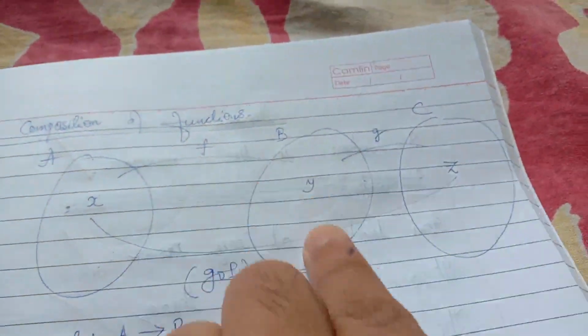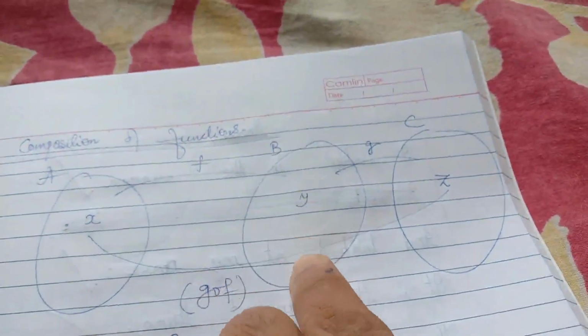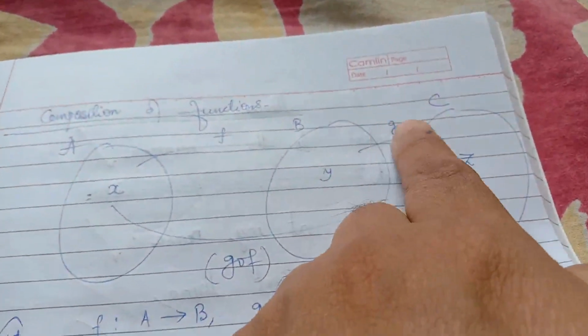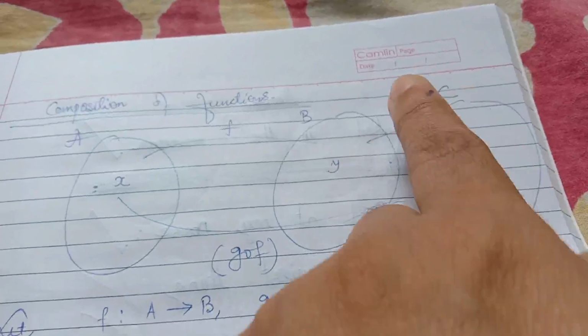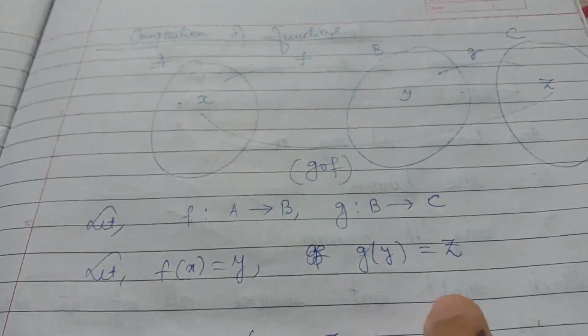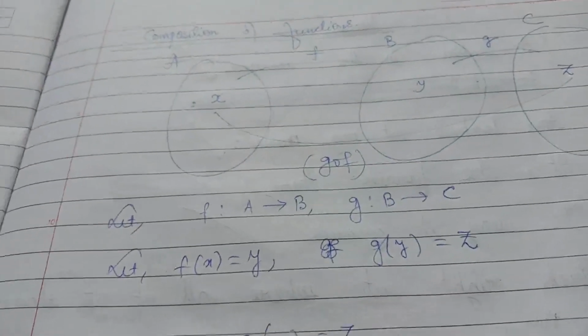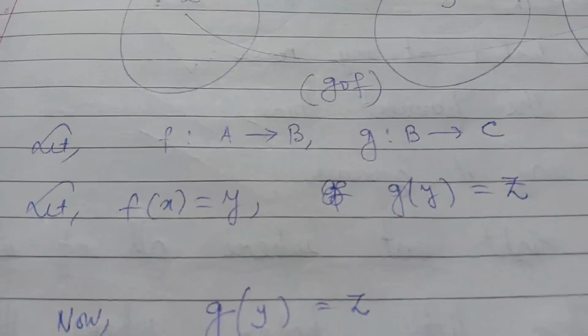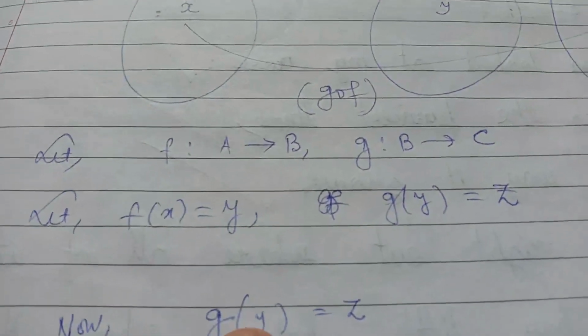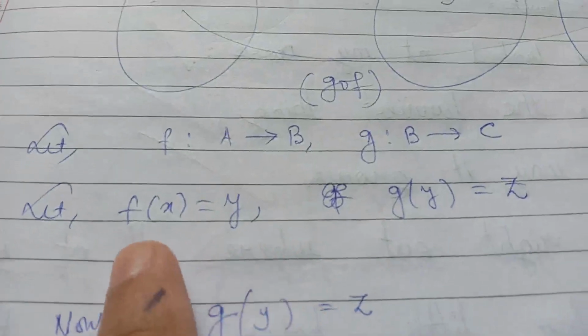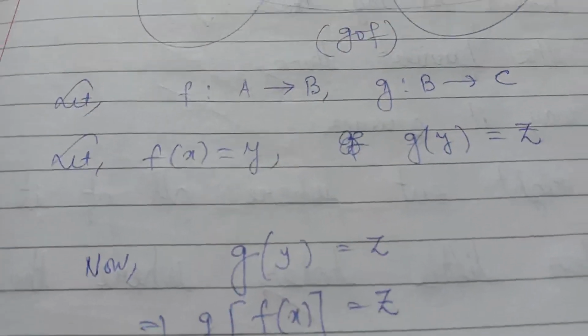g is a function from B to C. g will connect all the elements of B to some element of C. Let g connect y with z, g of y equal to z. Now g of y equal to z, and y equal to f of x, so I have written g of f of x.